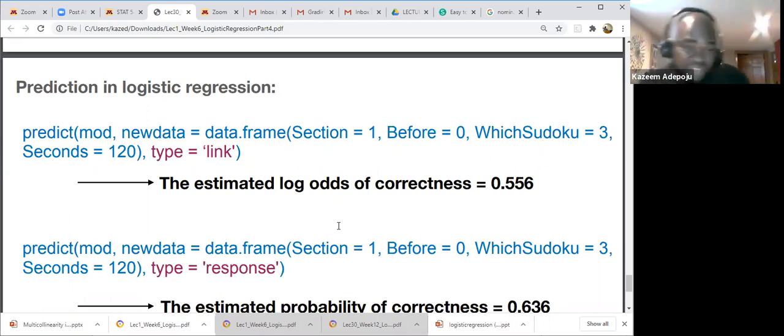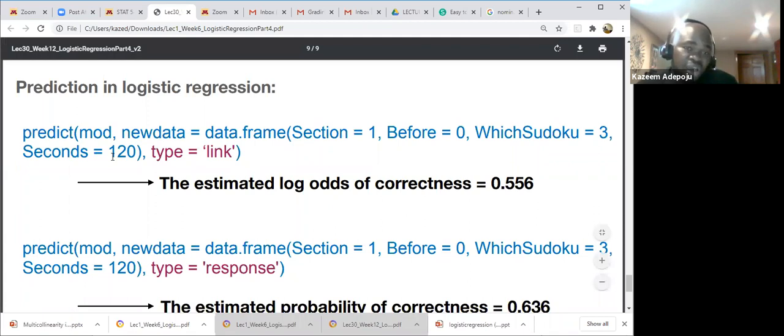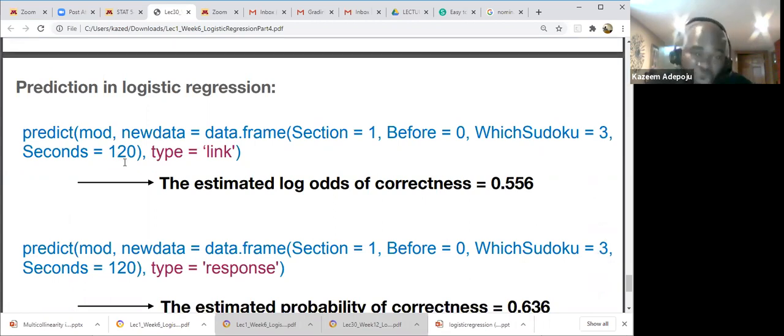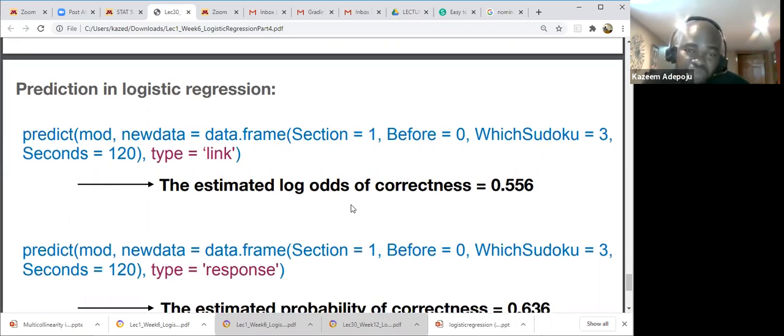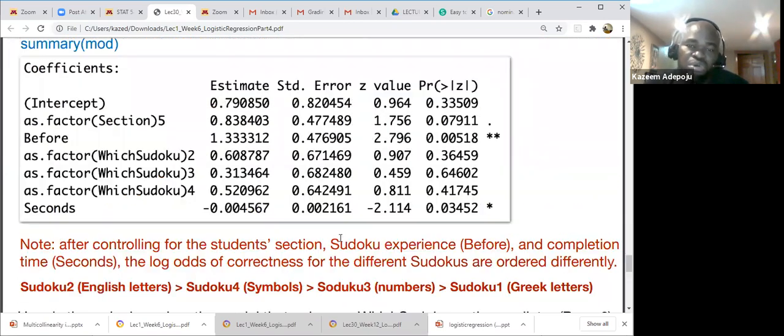Classification in the sense that if I have a new data set, where I have knowledge of the student, like this student is coming from section 1, and before you go to 0, this particular student has not played the Sudoku game before, and this particular student played game 3, and this particular student used 120 seconds as a completion time. Do you know that I can use the model to predict the estimated log of its correctness? I'm talking about using the model that I derived from the estimates of the parameters right here.